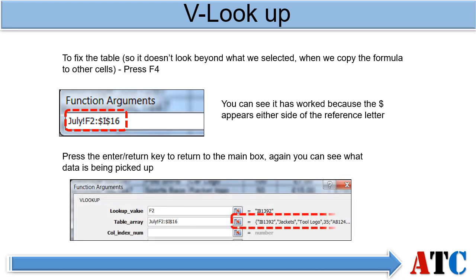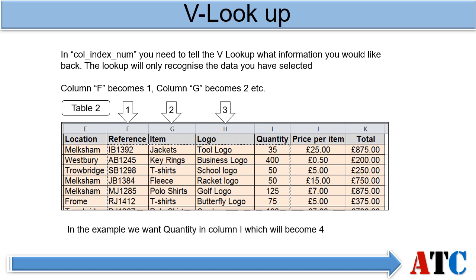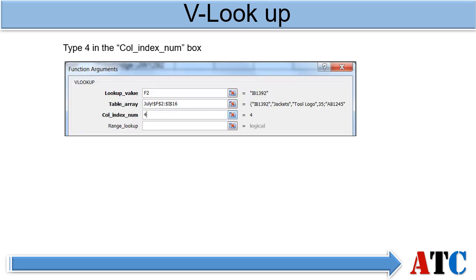Again, you can see what data is going to be picked up on the right-hand side. In the column index number section, we need to indicate which column has the information we want to bring across. The lookup will only recognise the columns we selected earlier. So column F becomes 1, column G 2, etc. In this example, we want to bring across the information in column I, which becomes 4. Type 4 in the column index number box.